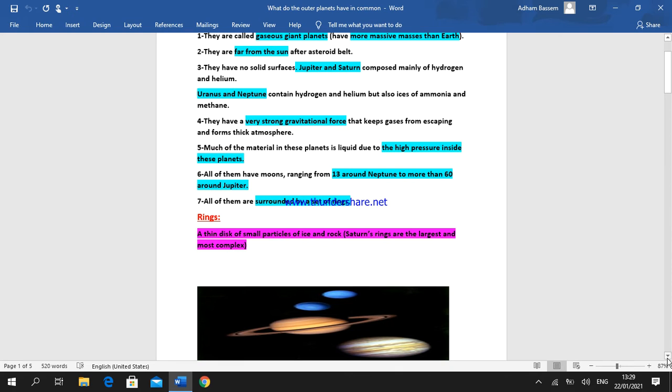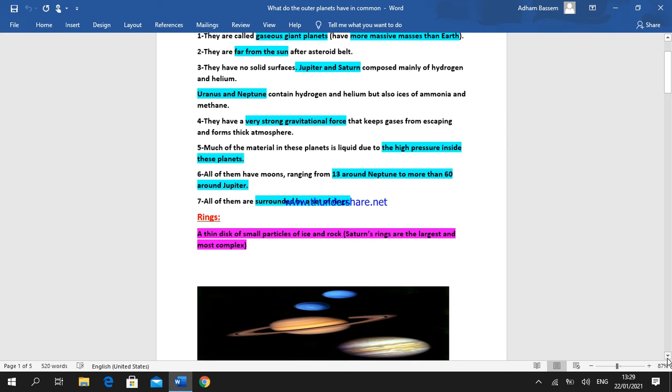Number 4, the outer planets have more massive masses, so logically they have a very strong gravitational force that keeps gases from escaping and forms around them a thick atmosphere.